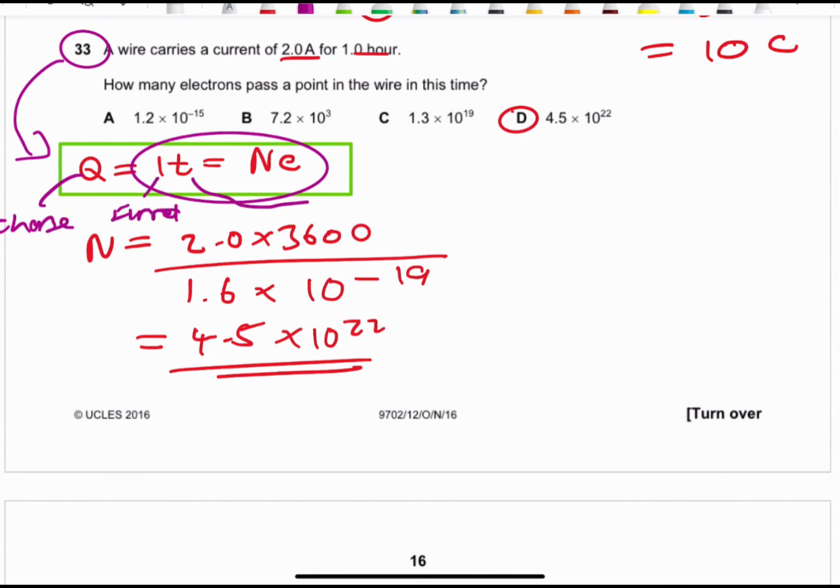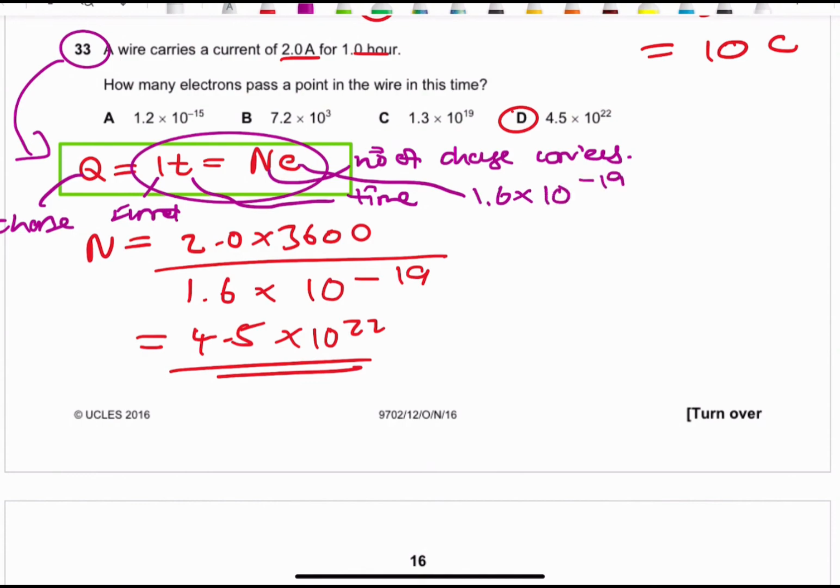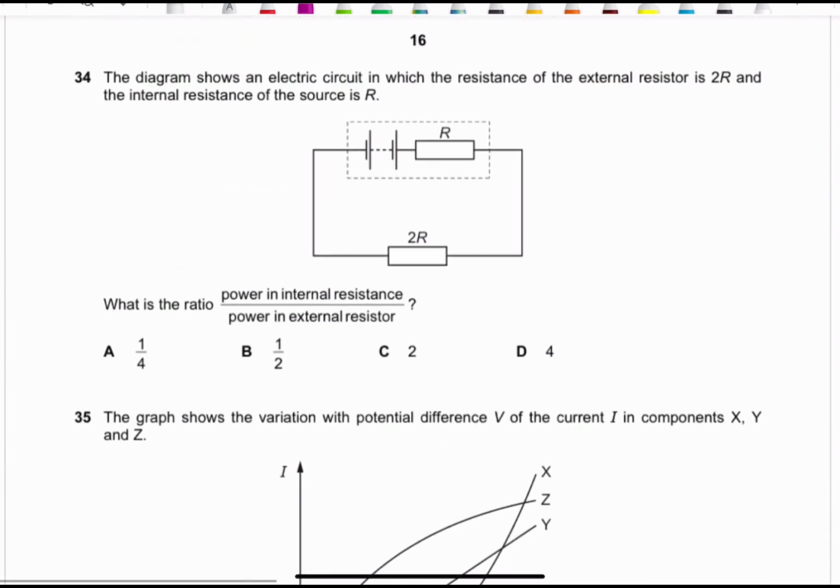Okay, that is time. And that is number of charge carriers. And the value of e is actually 1.6 times 10 to the power of negative 19. Very important. Moving to question 34.